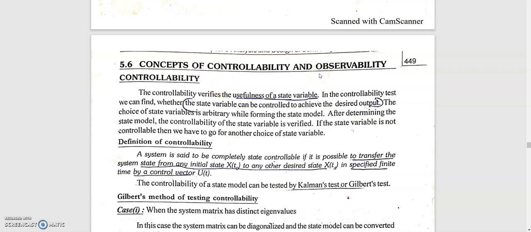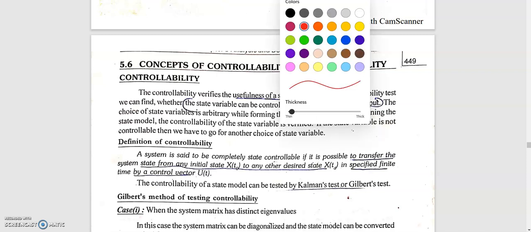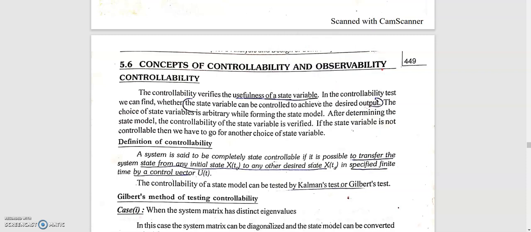In this session, I will discuss controllability and observability, and the book I have referred to here is by Nagoor Kani. So first we will see what is controllability. Controllability actually specifies the usefulness of your state variable.